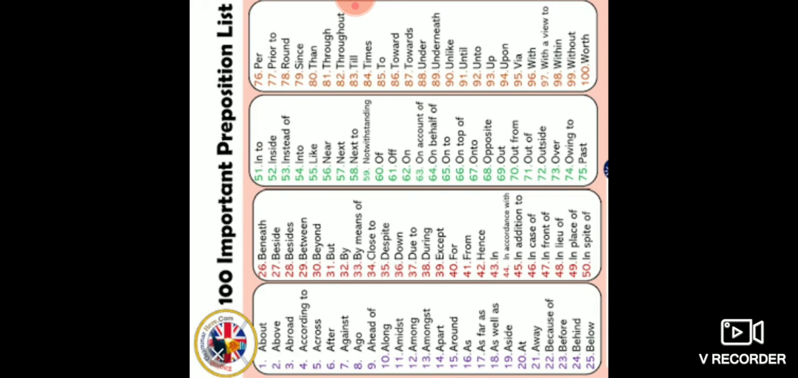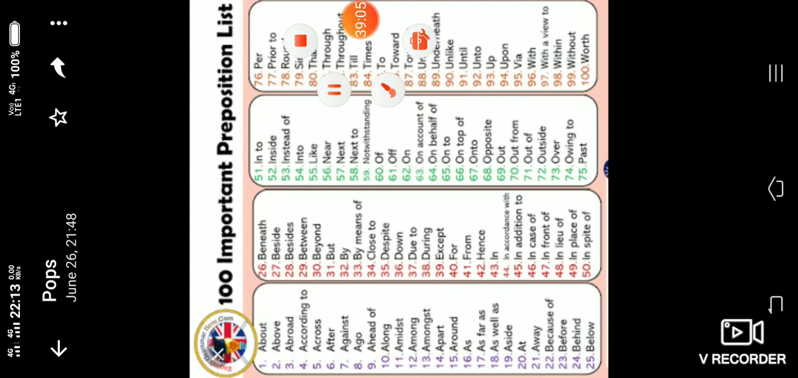They are all alphabetically ordered, okay? 92nd onto, 93rd up, 94th upon, 95th via, means going through something, 96th with, 97 with a view to, 98 within, last but one, 99th without, and the last, the 100th one, is worth.